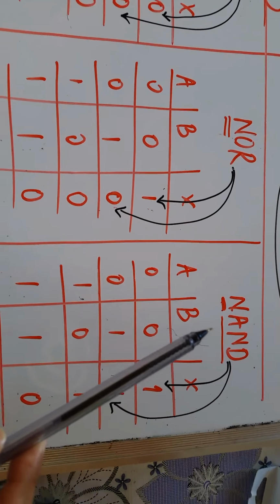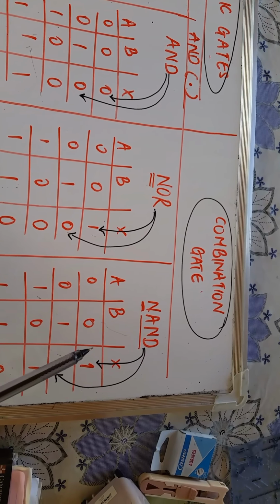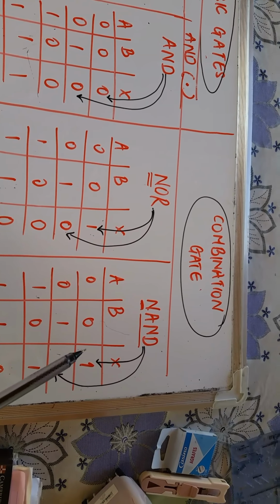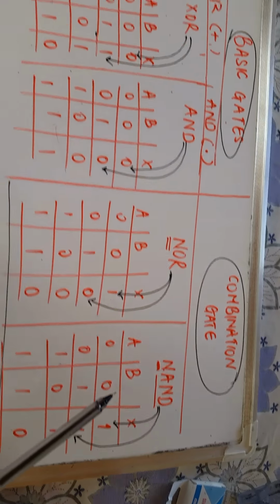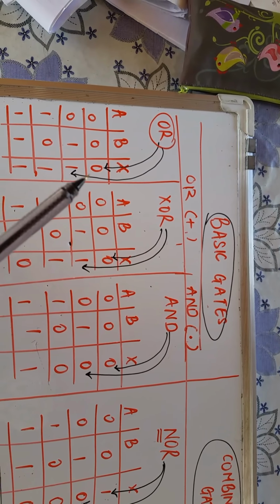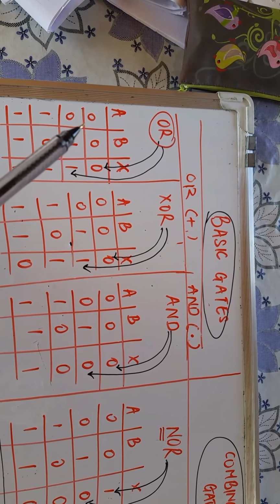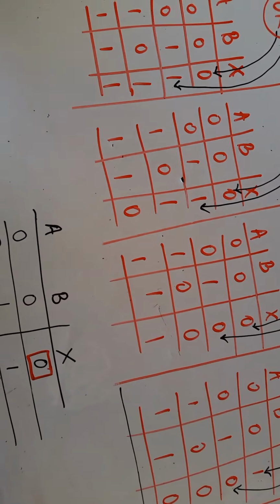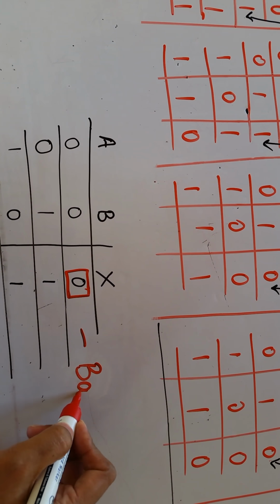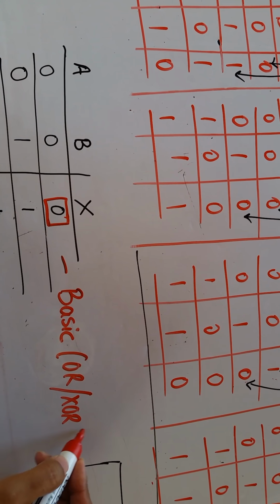For the NAND gate, the output is also 1. Which means for the combination gates, you are going to see all combination gates produce an output of 1 when A and B are 0, while in the case of the basic gates, the output is always 0 when A and B are 0. So I know from this that this truth table must be referring to a basic gate. It is OR or XOR or AND.